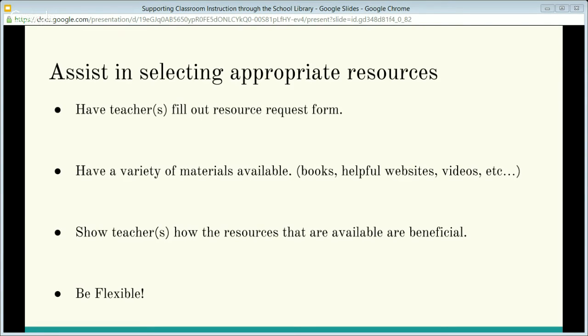I think it's always good when you can make connections for the students, and that's why it's important to support classroom instruction through the school library, because you're making connections. That student is learning about something in class, and then they're in the library, and even though tweaked and different, they're still learning the same thing. And so they're getting what they need in every place on campus. And I think that's awesome.